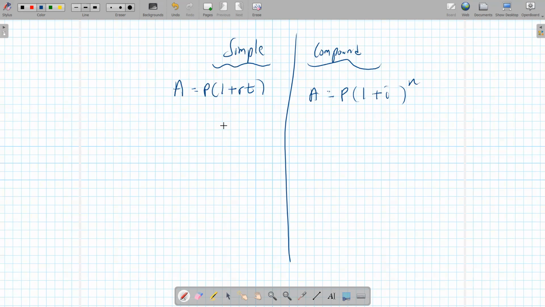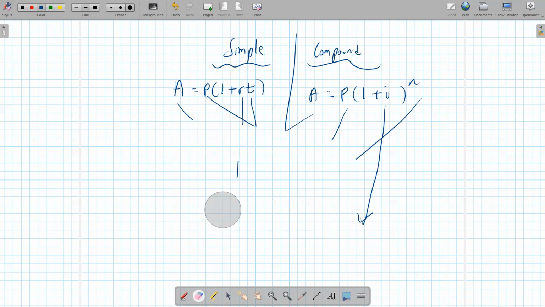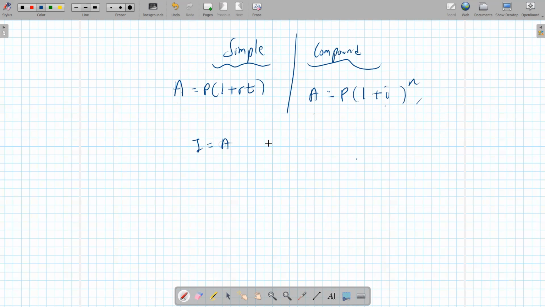So again, in both of these, A is the final amount. P is the principal amount, which is the initial amount, right? R is the rate, so is the I. T is the time, so is the N. It's just a notation to distinguish which one is which. And simple interest is pretty straightforward. There's nothing fancy going on. And in both of these, the interest is just the final amount minus the principal for both of them.